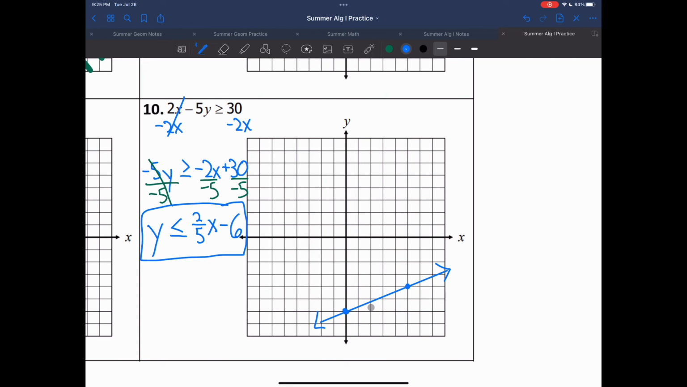And then we decide, okay, do I shade above or do I shade below? Well, it is a less than symbol. It says y is less than or equal to the line, which means we shade below the line.